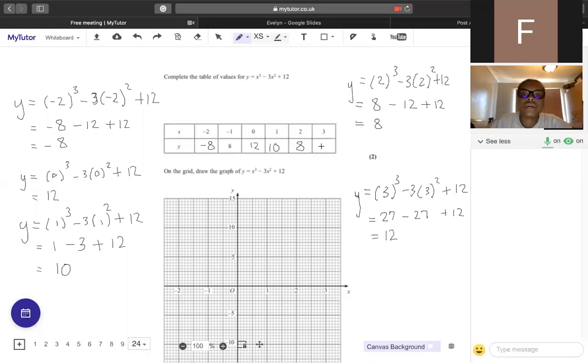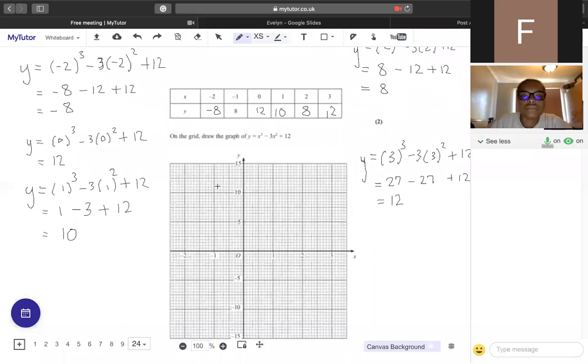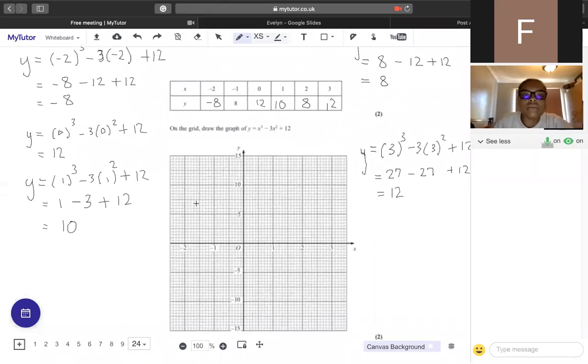Okay, so we have filled out our table of values. The last thing to do is to plot our coordinates and draw a smooth curve. So let's start with our first coordinate. So we've got -2, -8. So -2, -8 would go over, so we've got -2, -8 would go about here. Then you have -1, 8. So -1, 8 would go over here.